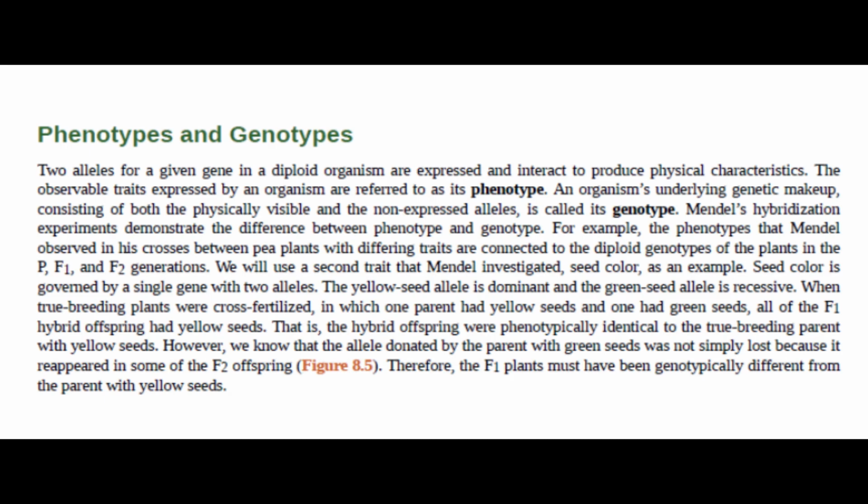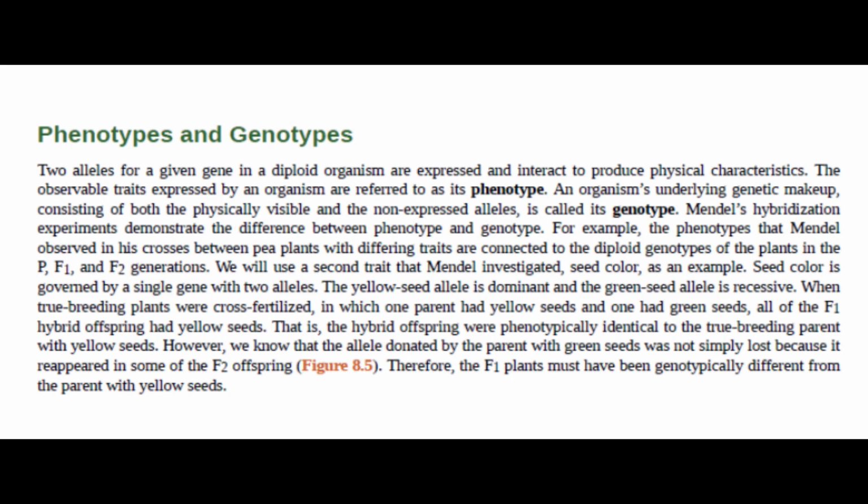An organism's underlying genetic makeup, consisting of both the physically visible and the non-expressed alleles, is called its genotype. Mendel's hybridization experiments demonstrate the difference between phenotype and genotype. For example, the phenotypes that Mendel observed in his crosses between pea plants with differing traits are connected to the diploid genotypes of the plants in the P, F1, and F2 generations.